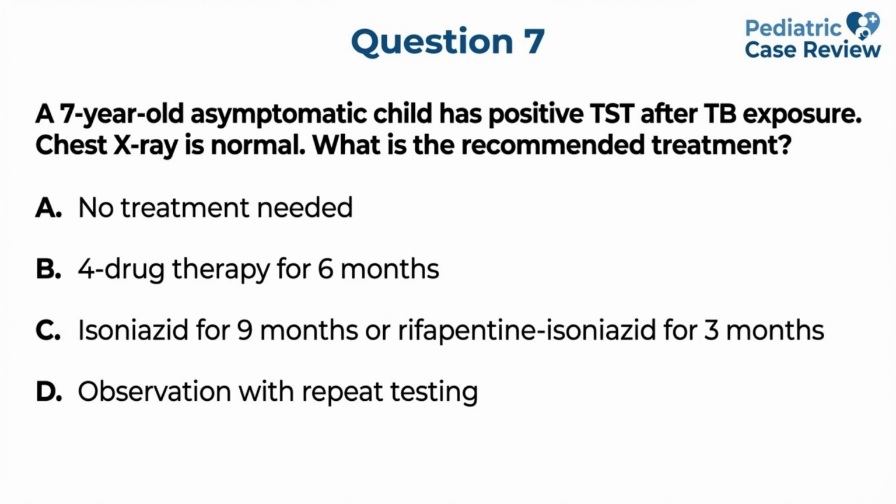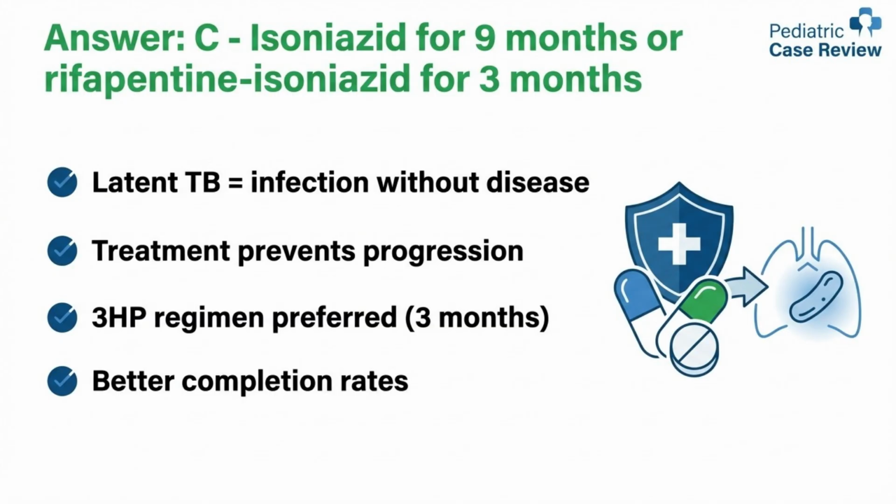Question 7. A 7-year-old asymptomatic child has positive tuberculin skin test after tuberculosis exposure. Chest X-ray is normal. What is the recommended treatment? Option A, no treatment needed. Option B, 4-drug therapy for 6 months. Option C, isoniazid for 9 months or rifapentine isoniazid for 3 months. Option D, observation with repeat testing. The correct answer is option C, isoniazid for 9 months or rifapentine isoniazid for 3 months.